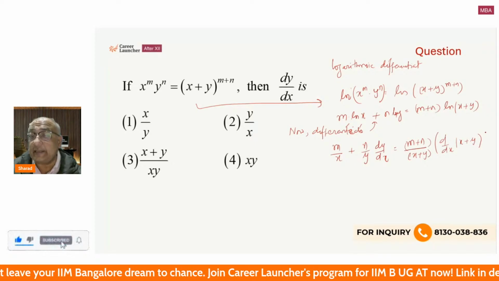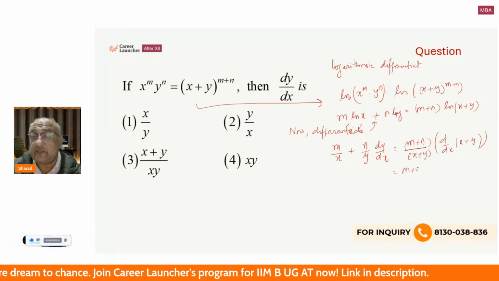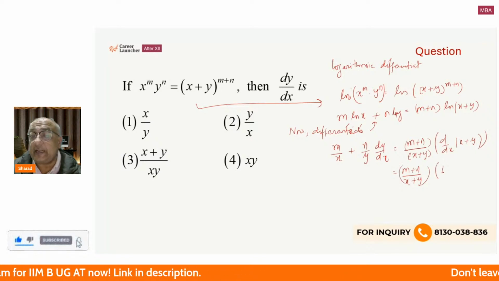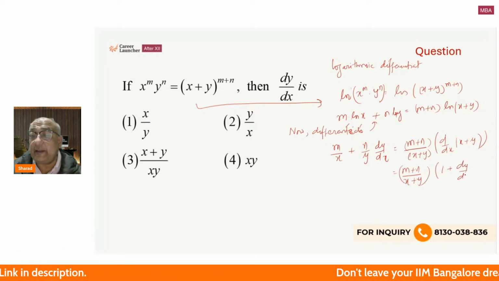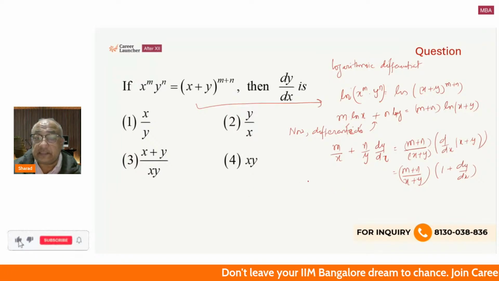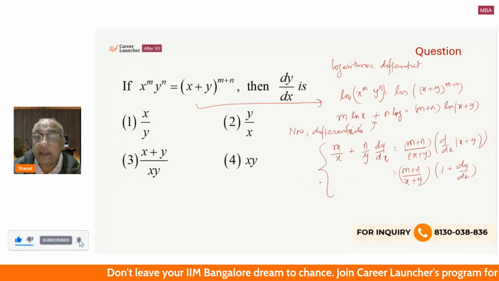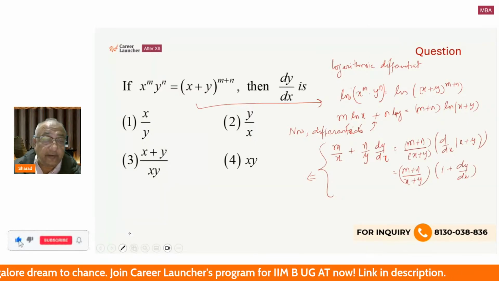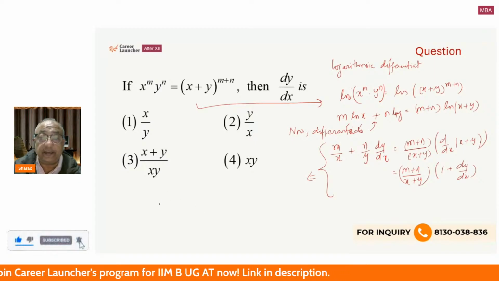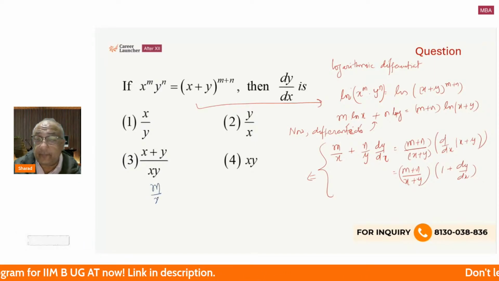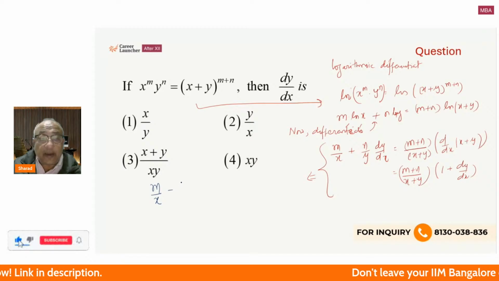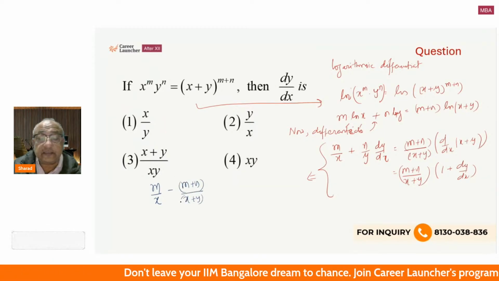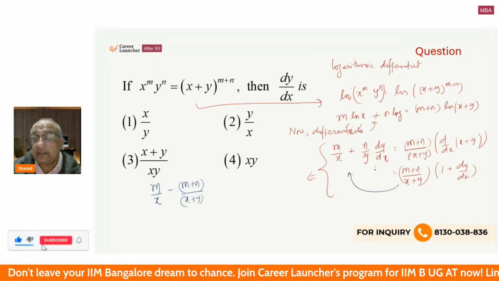So one more step I think we have to take on the right hand side. Let's do it. (m plus n) upon (x plus y), let's put this in a bracket. Here I'll get 1 plus dy by dx. So it's simple. I will put the constant terms on one side and dy by dx on the other side. Let's use blue color here. So this will become m by x minus (m plus n) upon (x plus y). This is coming from this side here.